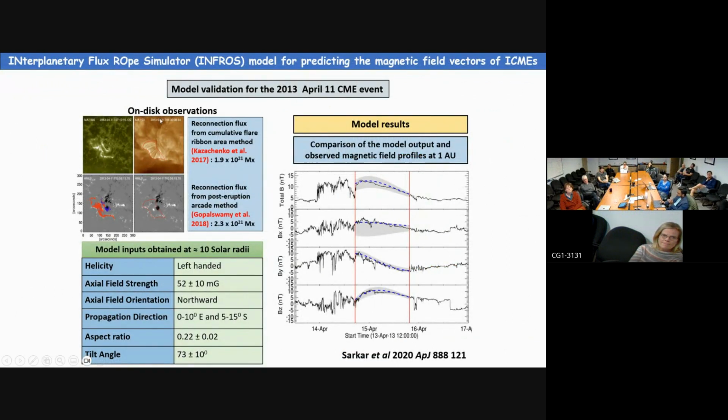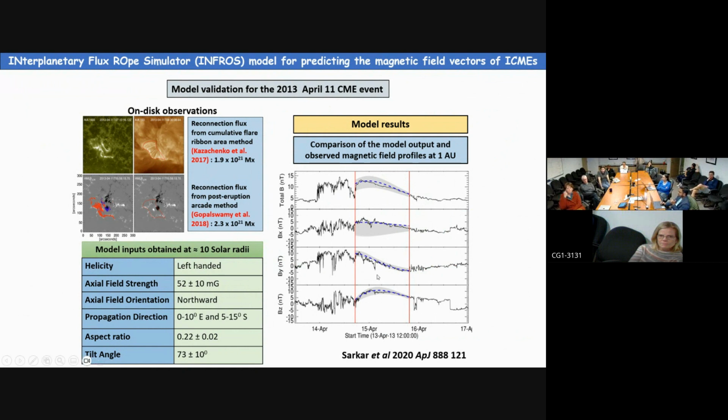We're using the on-disk observations like the flare ribbons and the post-flare loops, and the magnetic flux underlying these post-flare loops. We have constrained the poloidal flux, and from other proxy information we get to know the other parameters of this flux rope. If we expand it self-similarly, the gray shaded region bounded by the red vertical lines is basically the in situ observation of the magnetic flux rope structure.